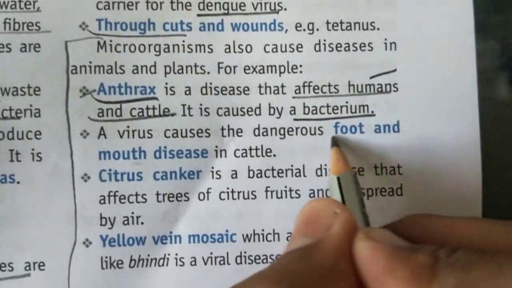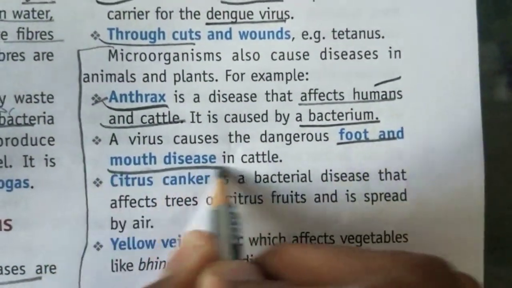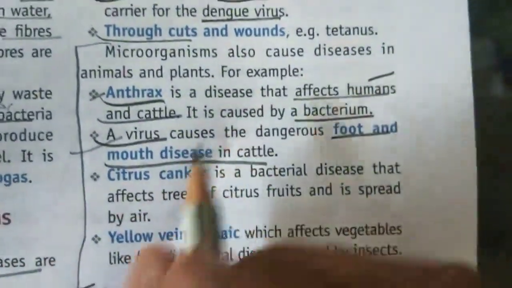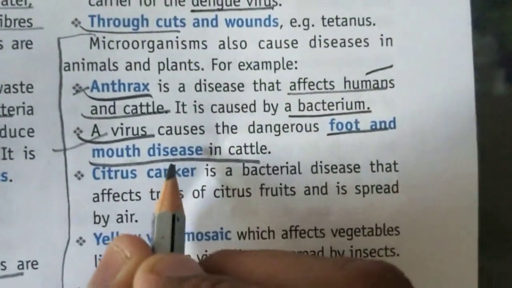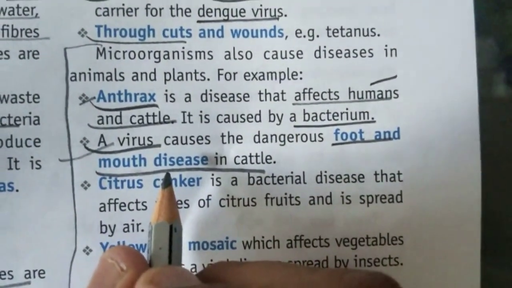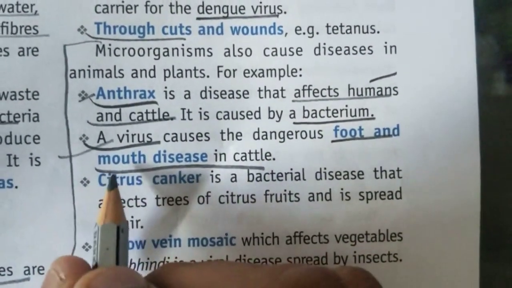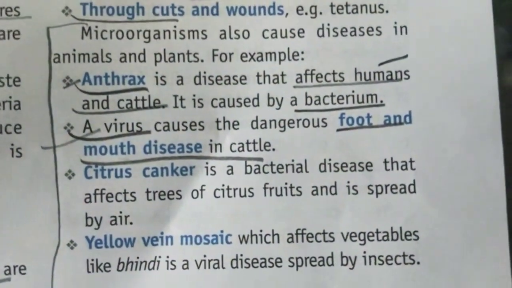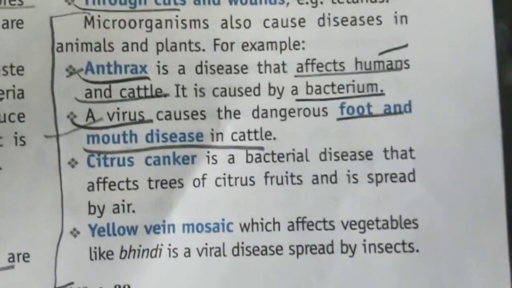Foot and mouth disease occurs in cattle and is caused by a virus. When this disease occurs, the animal is not able to stand well on the ground and is not able to eat well. The animal will not be able to eat food in an adequate amount.